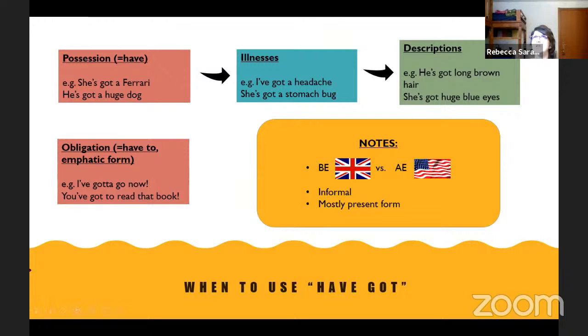So when do you think we use, from this, when do we use have got? What's the difference from have?